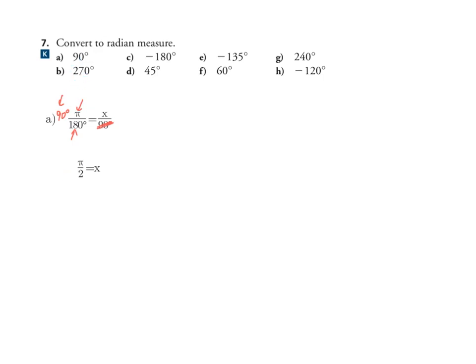270 is going to be 3 pi by 2. This is going to be negative pi. This is going to be pi by 4. This is going to be negative 3 pi by 4. This is going to be pi by 3. So we should know all of these by heart. Anything that's a multiple of 30 or 45, we're going to know by heart.